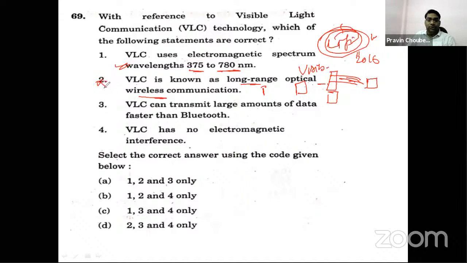So by eliminating statement 2, we'll see option A, option B, option D, all 3 will be eliminated, and option C will be the correct answer. And this is statement 3. When you see, VLC can transmit large amount of data faster than Bluetooth. Yes, it transfers large amount of data. VLC has no electromagnetic interference. So yes, VLC has no electromagnetic interference. Okay, so apart from statement 2, statements 1, 3, 4 are the correct answer. Okay.